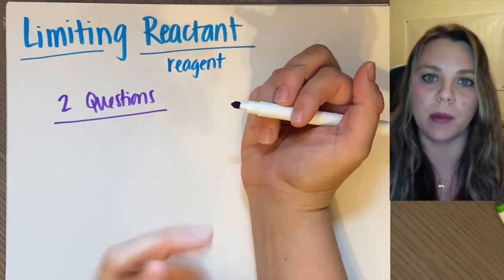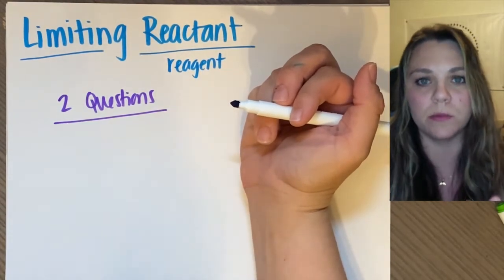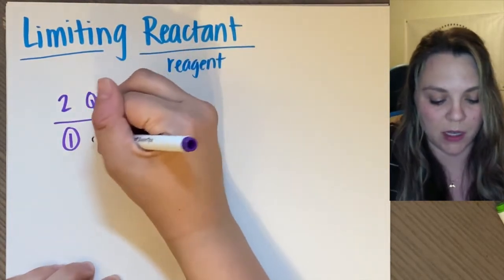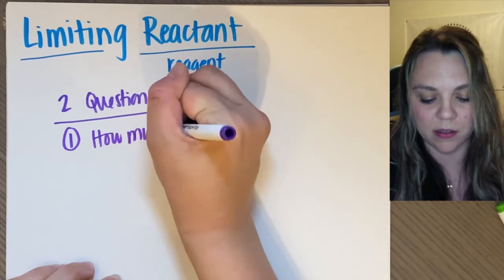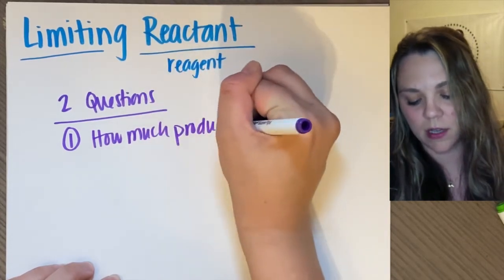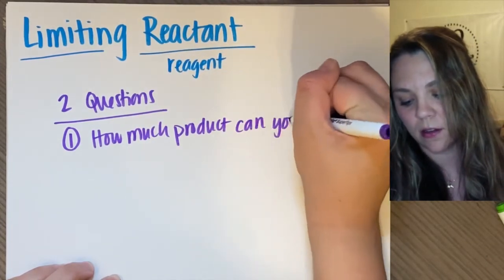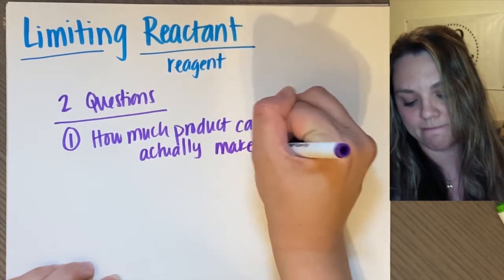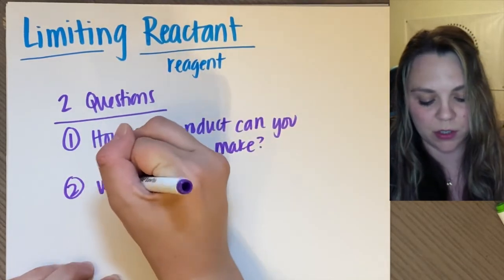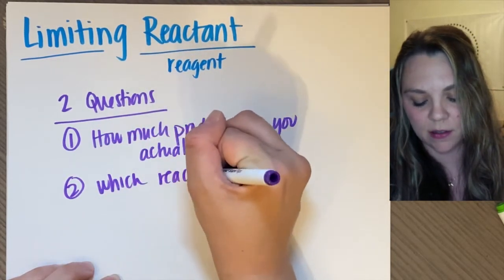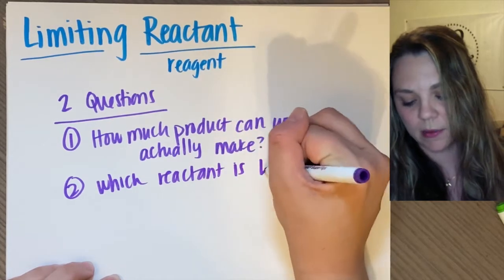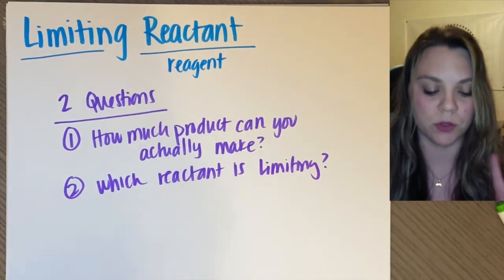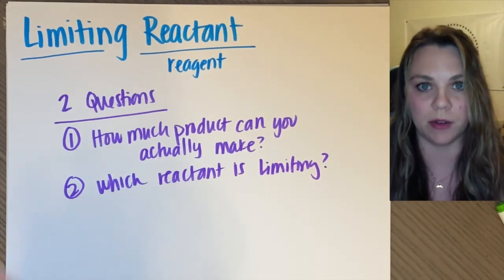Even if it doesn't say it in the problem, you should be able to figure this out, okay? You should be trying to figure out these two questions. Question number one, all right, is how much product can you actually make? And question number two is which reactant is the limiting? Okay, so two questions you should always answer for any limiting reactant problem.